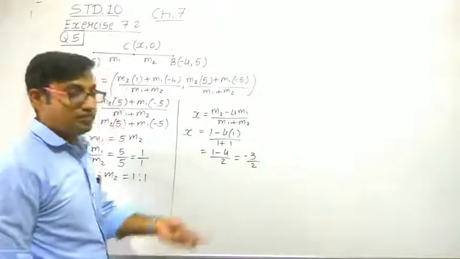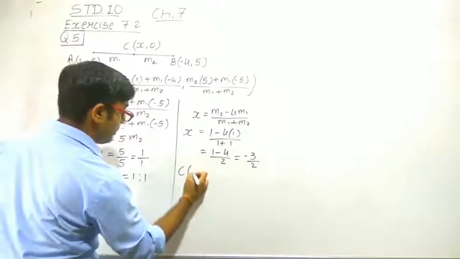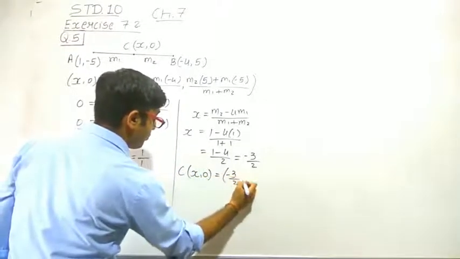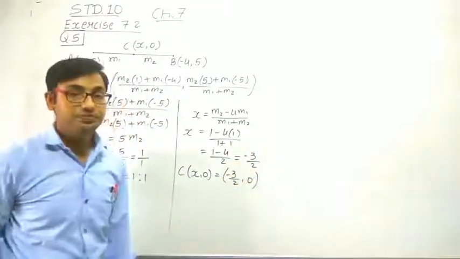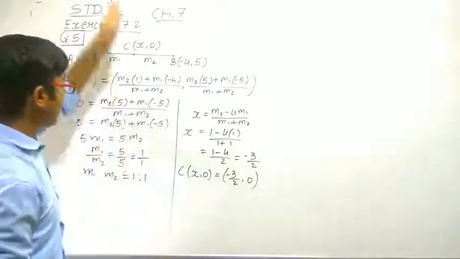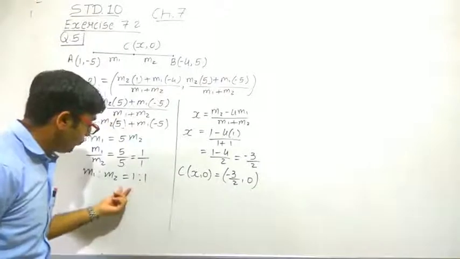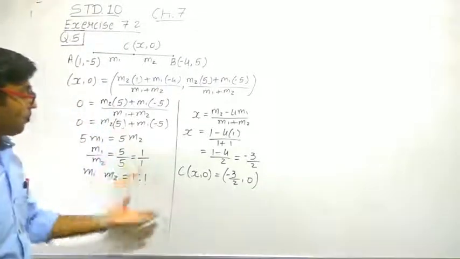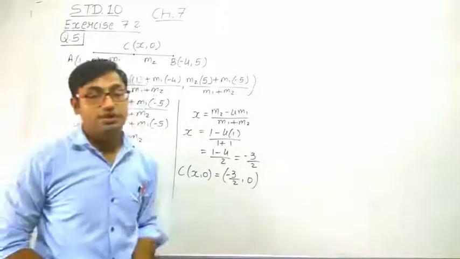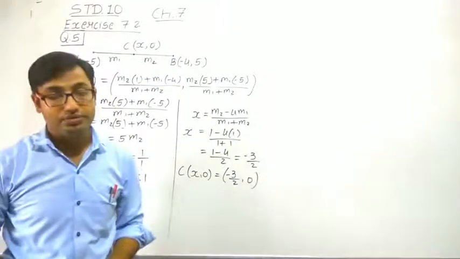So the x coordinate value we get is minus 3 upon 2. So the point which lies on the x-axis, that is C, its coordinate is x, 0. We get here minus 3 upon 2 and 0. So this point is actually on the x-axis. So we can say that the x-axis divides the line segment joining AB in 1:1 ratio, and the point which divides the line segment is minus 3 upon 2, 0. Okay, so in this way we can solve this type of problems.